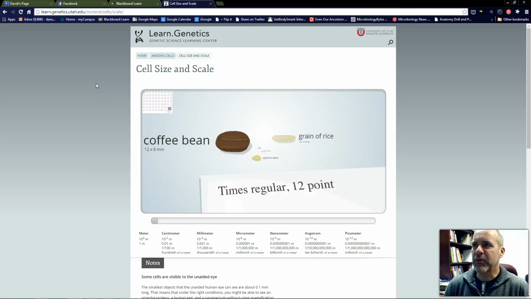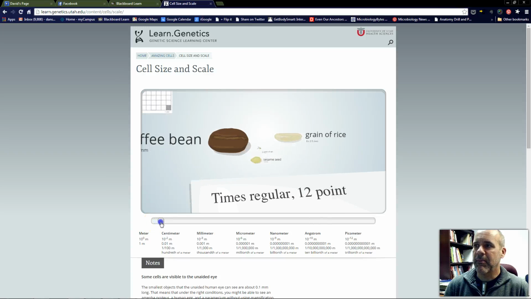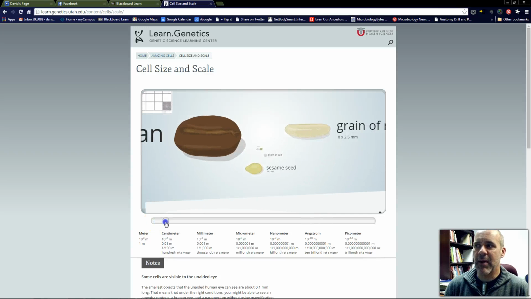All right, so I'll link this for you guys on Blackboard. But if you Google Learn Genetics, University of Utah cell size and scale, it'll bring up this interactive activity for you. And I'd like you guys to take a look at this because it's going to give you some perspective about these little creatures and the molecules that make up those creatures. We're going to be studying those types of things in this class. And this is a really cool little interactive that the University of Utah biology folks there came up with to help give us some perspective about size.